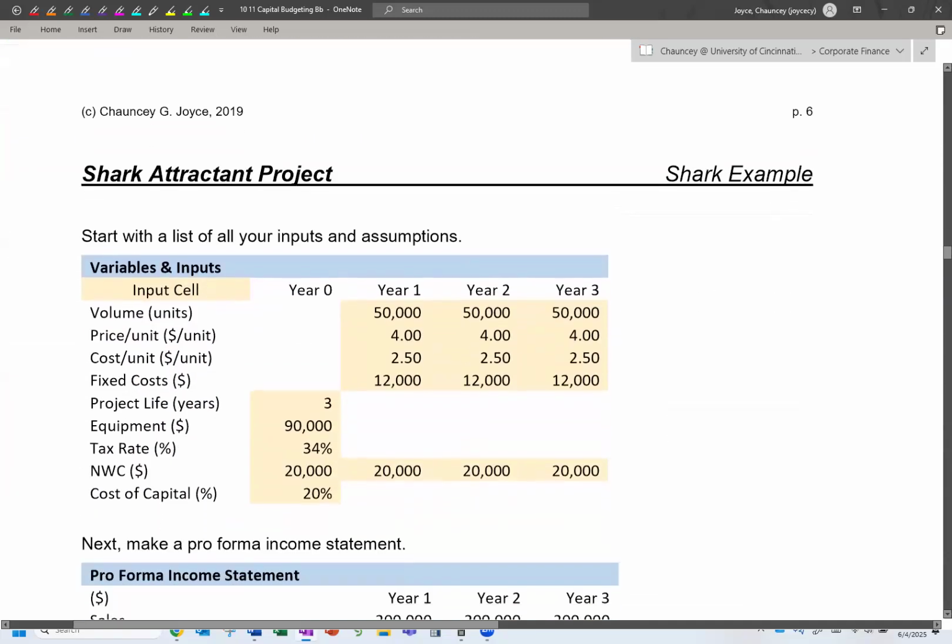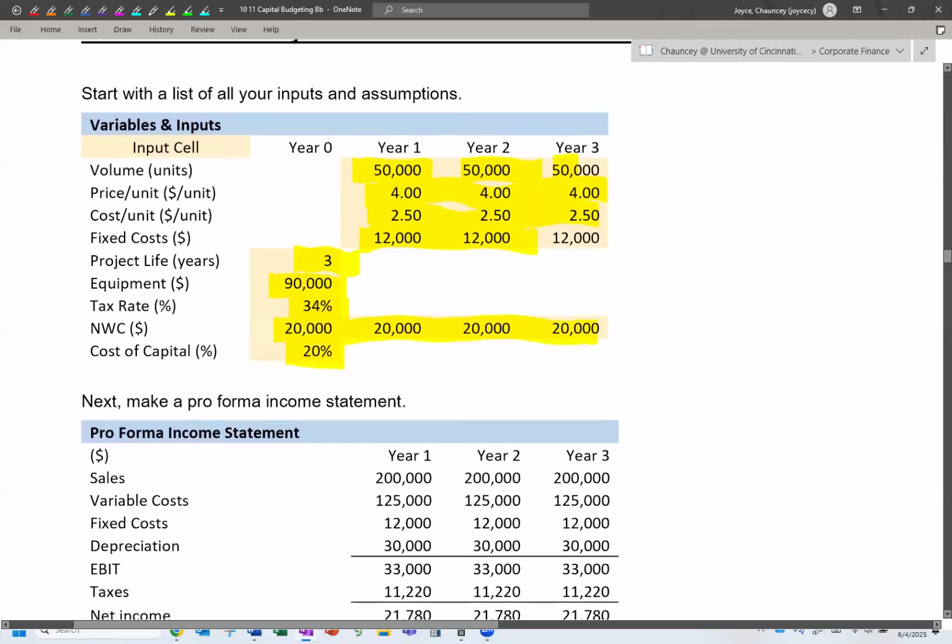So here's an example. I just copied and pasted different parts from an Excel model. Notice anything that's in yellow is an input cell. So the volume is an input cell, the price is an input cell, the cost per unit is an input cell, fixed costs, etc. Project life, equipment, tax rate, net working capital, and cost of capital. Anything else is a calculation cell.